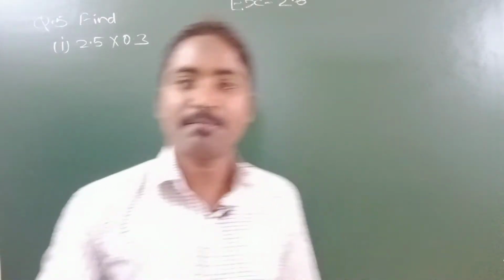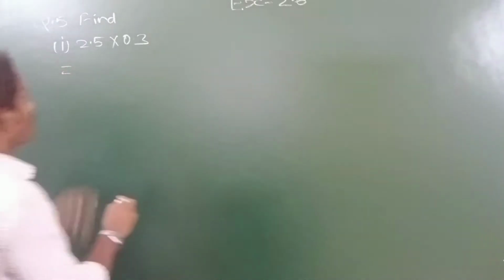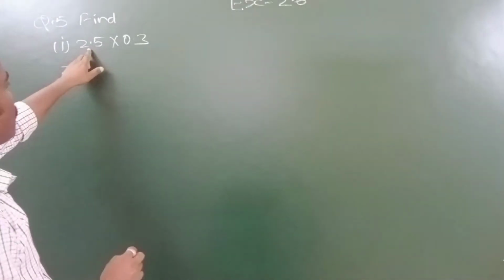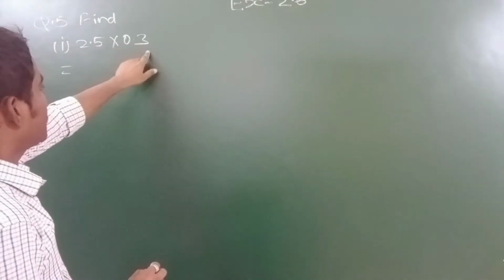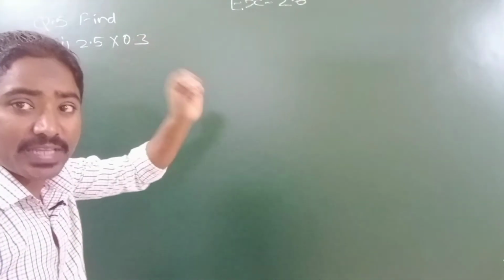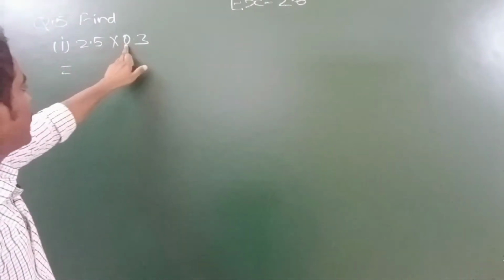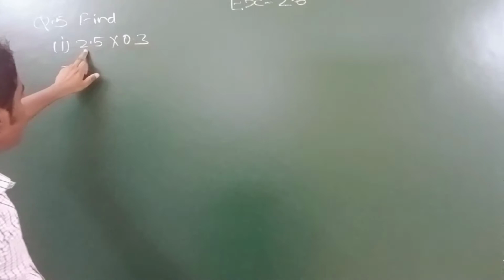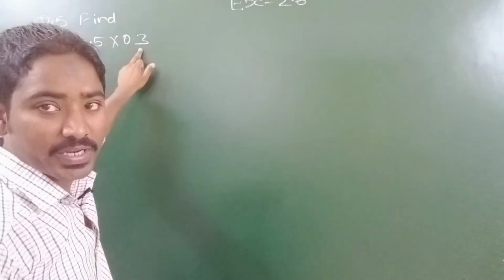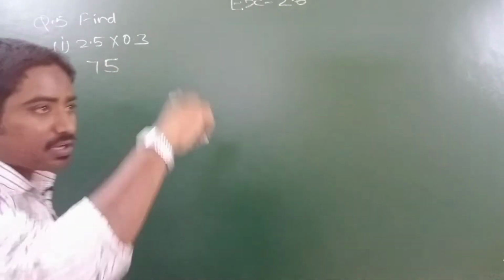First let me explain the first question, followed by an equal to sign. We have 22.5 into 0.3. First we will forget that they are decimal numbers. If you forget, it becomes 25 and 3. If you multiply 25 into 3, how much do you get? 25 threes are 75.